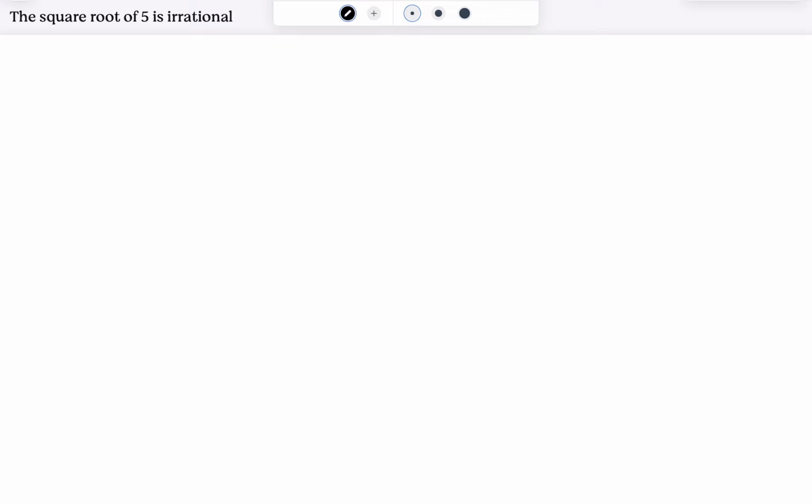So first, let's assume for a contradiction that the square root of 5 is a rational value. So suppose that the square root of 5 is rational. So what does that mean? We have that the square root of 5 can be written as a ratio of two integers, what we'll call a and b, so a over b.